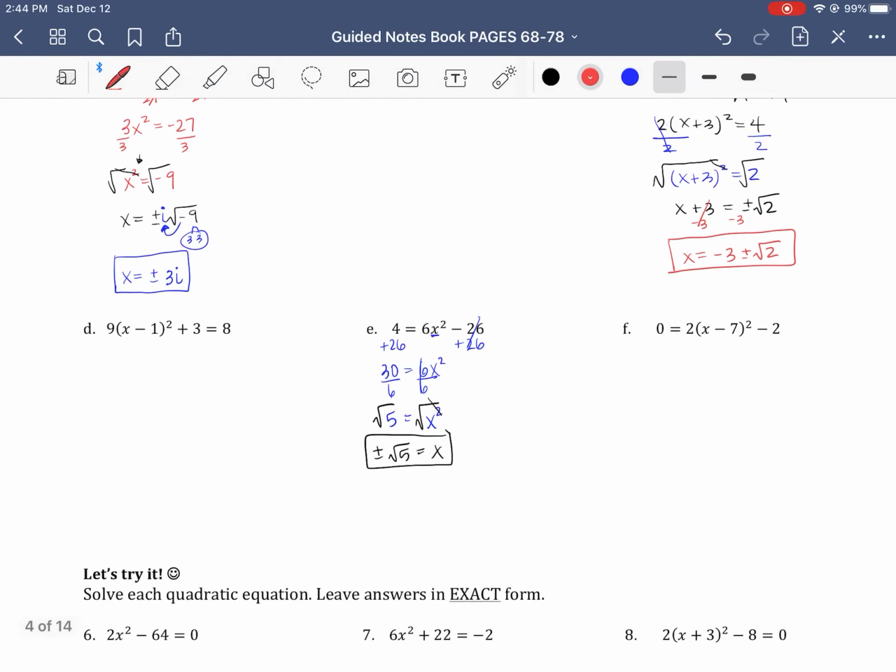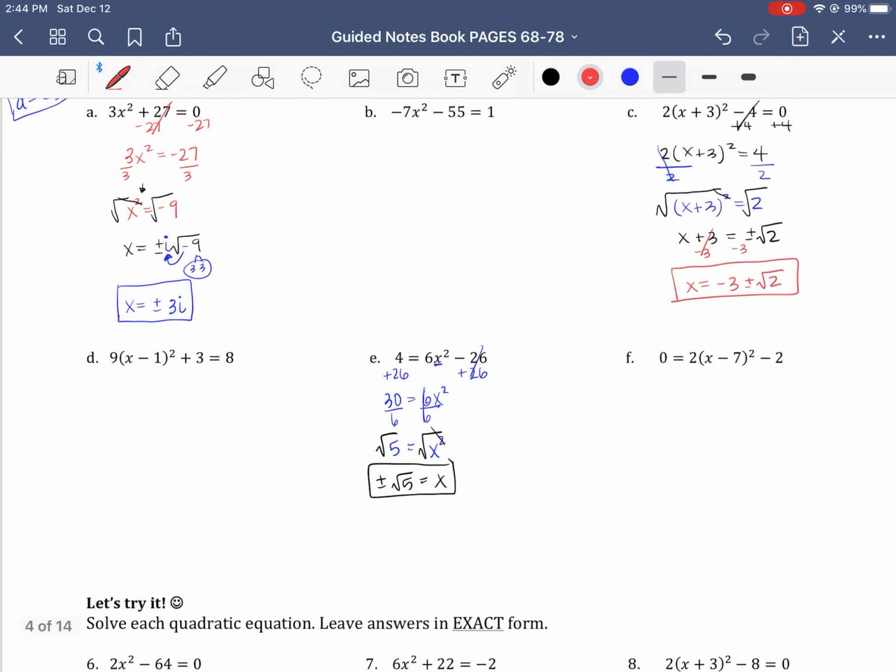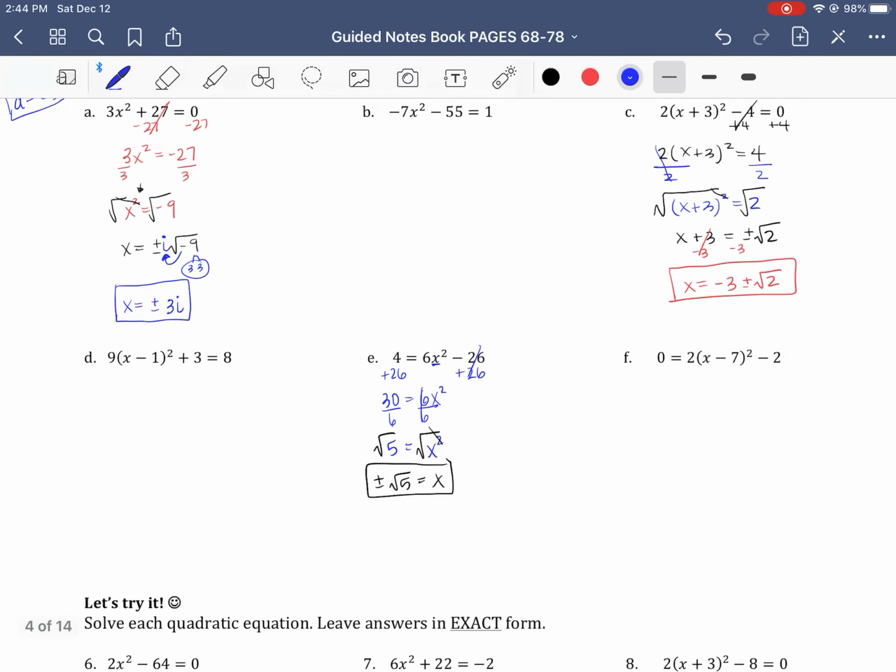So let's look at maybe f. I like all of these, so we might do all of them. On this one, again, your x term is right here, so we're going to try and get rid of everything around that. So let's add the 2 to both sides. We get 2 is equal to 2 times (x minus 7) squared. We then want to get rid of, again, this 2 is on the outside of the parentheses, so I'm going to divide both sides by 2. I end up getting 1 is equal to (x minus 7) squared.